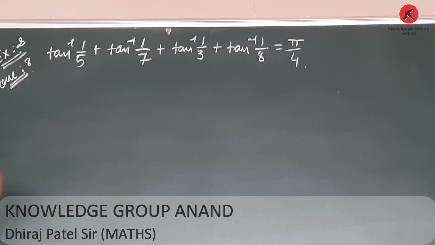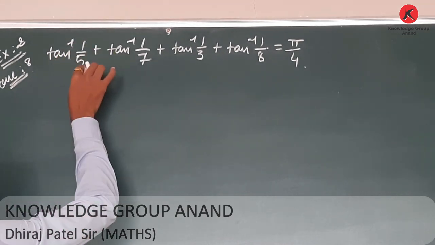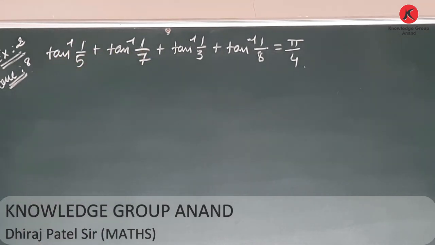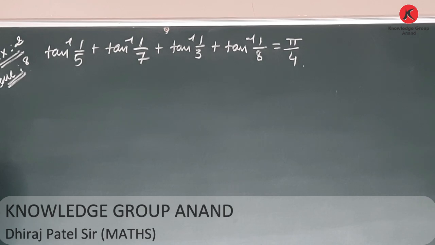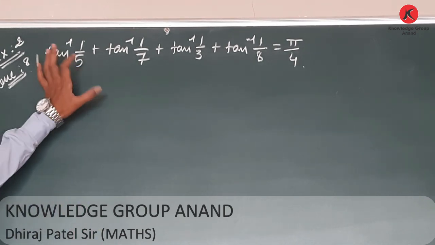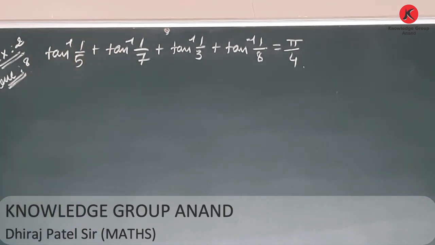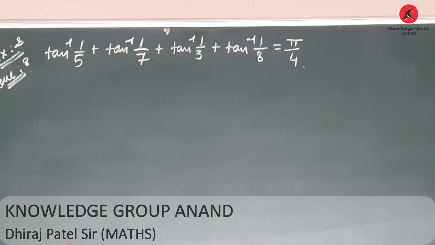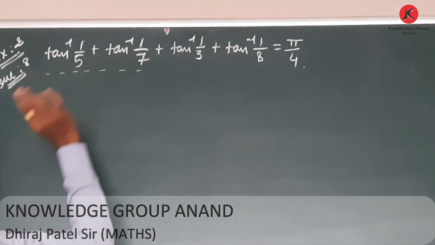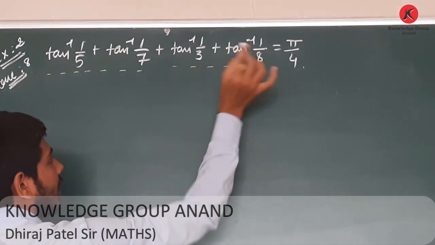Exercise 2, question number 8. Prove that tan inverse 1 by 5 plus tan inverse 1 by 7 plus tan inverse 1 by 3 plus tan inverse 1 by 8 equals pi by 4. In this question, the expression is already in tan inverse form, so we do not have to convert it. But here 4 terms are there, so we have to take the first 2 terms and the second 2 terms.